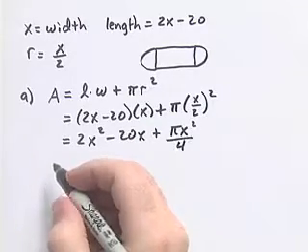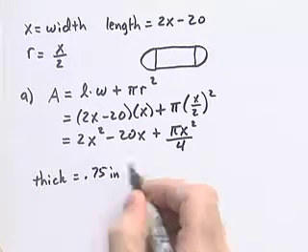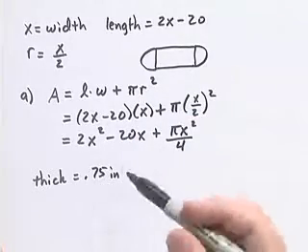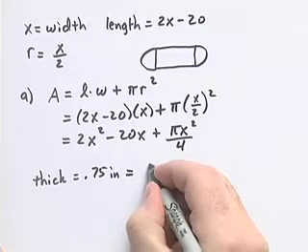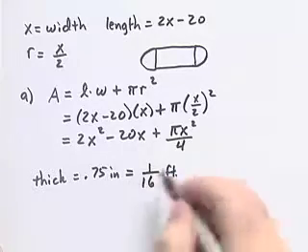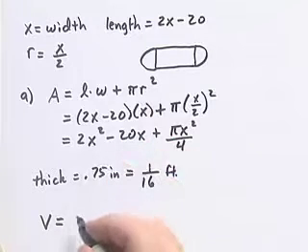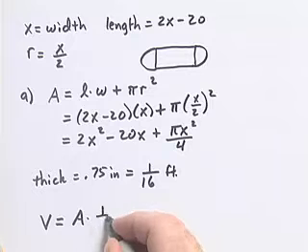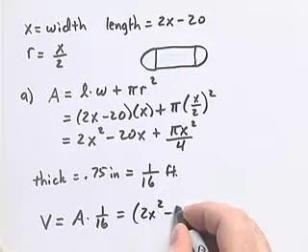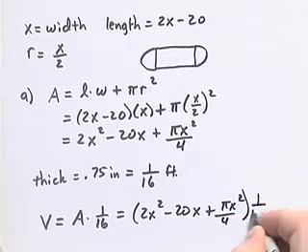And we know that the thickness of the ice is 0.75 inches. Everything else we've done up here has been in feet, and here we have inches. So we need to make sure that we write this in terms of feet. And 0.75 inches works out to be 1/16 of a foot. So we have all the same units here. To get the volume, we just need to multiply the area by the thickness. So the area times 1/16, we'll have 2x squared minus 20x plus pi x squared over 4, all of that times 1/16.